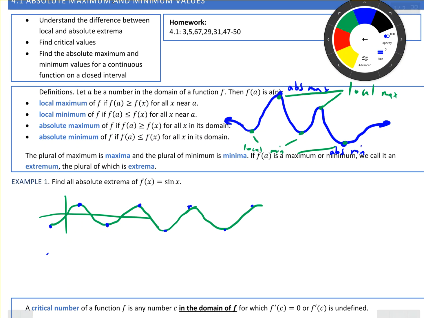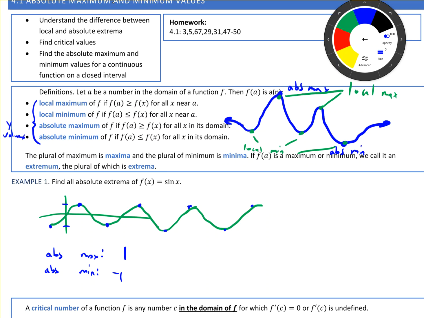So the absolute max is 1, because that's that value right there, and the absolute minimum is -1. Now, just to be clear, these are the y values. When we're talking about local max and absolute max, those are the y values. We would say they occur at the x values.